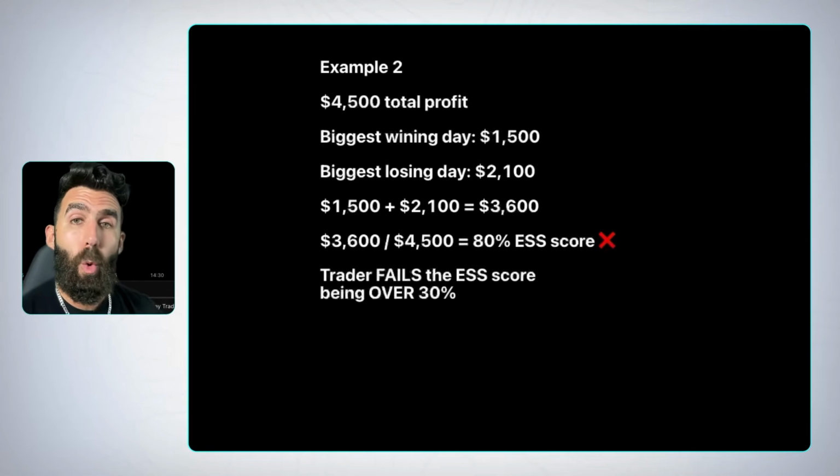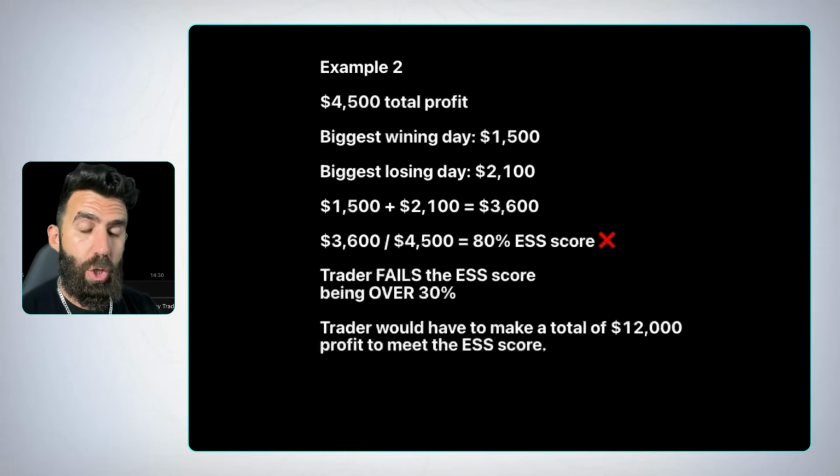You have to make more profit, right? Because you have that large number, that $1,500 plus $2,100 equaling $3,600. You got to get up over a certain amount to make sure that combined number is 30% or less. You would have to put up $12,000 in profit. Why? Take a look at the bottom.